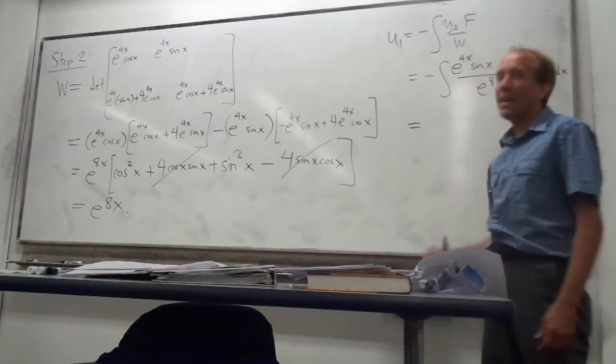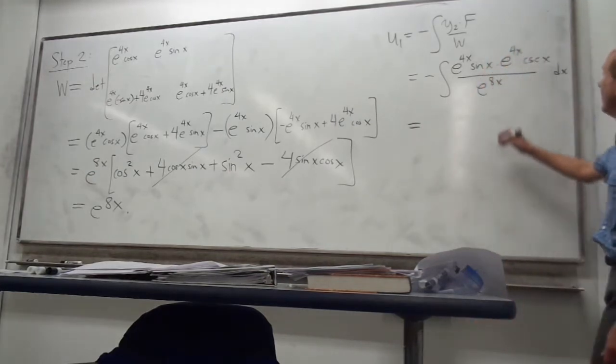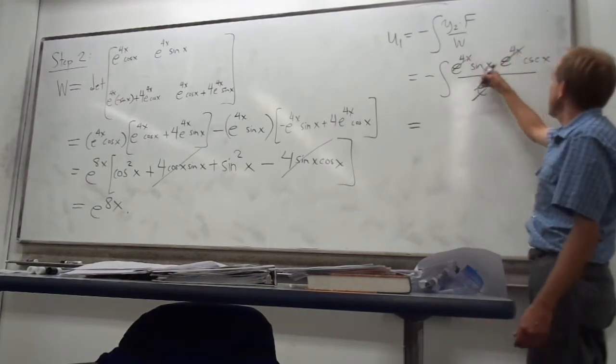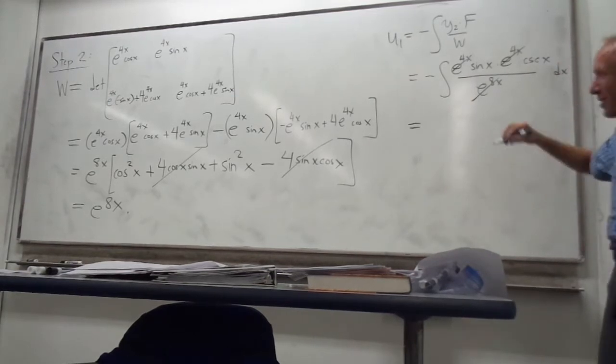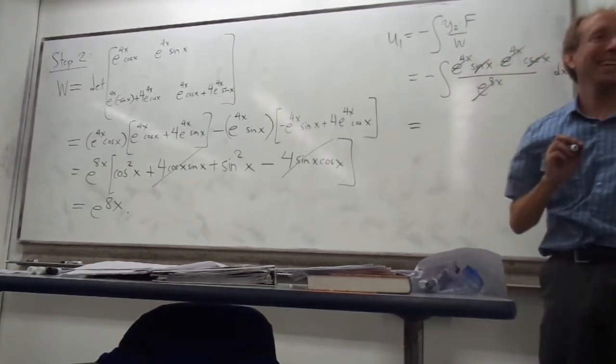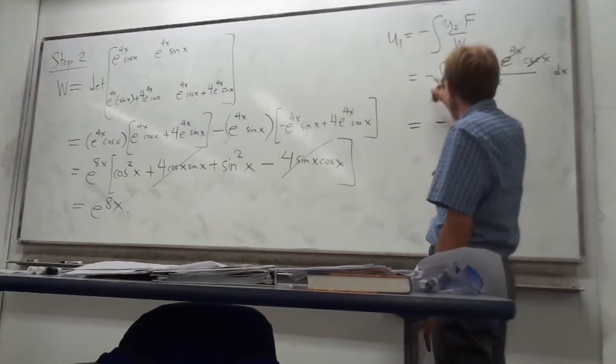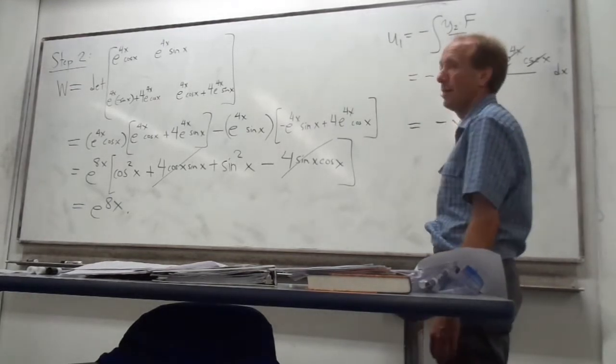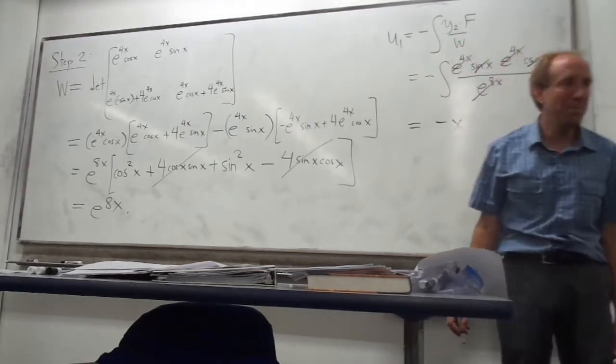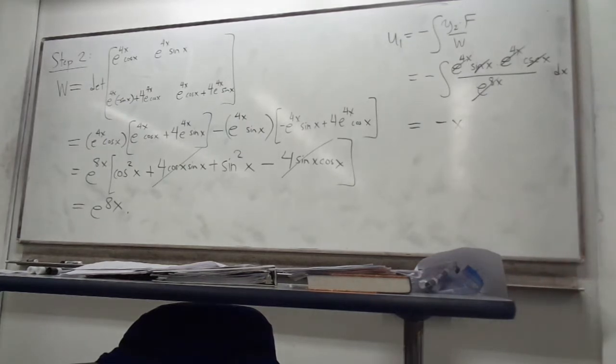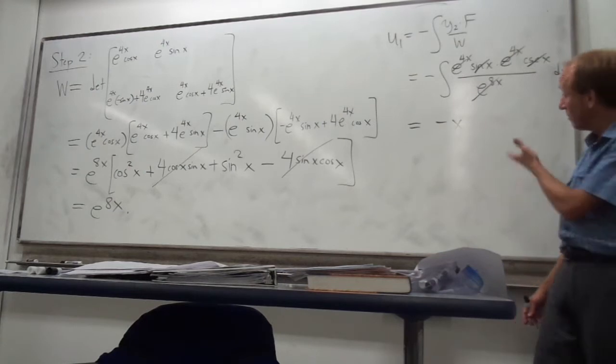Anybody know how to simplify that? All the e's cancel, and what about sine and cosecant? They cancel too. Oh man, this is so easy. Okay, so this is just minus x. Do I need to put plus c on that? No. You can, but you don't need to, because you can just choose c to be 0. So I would just do that. So that's u1.